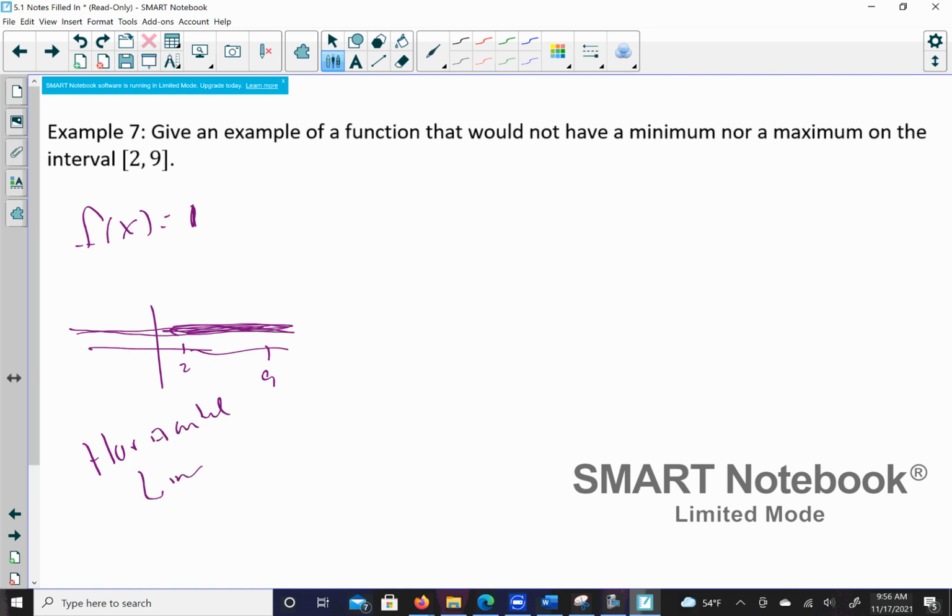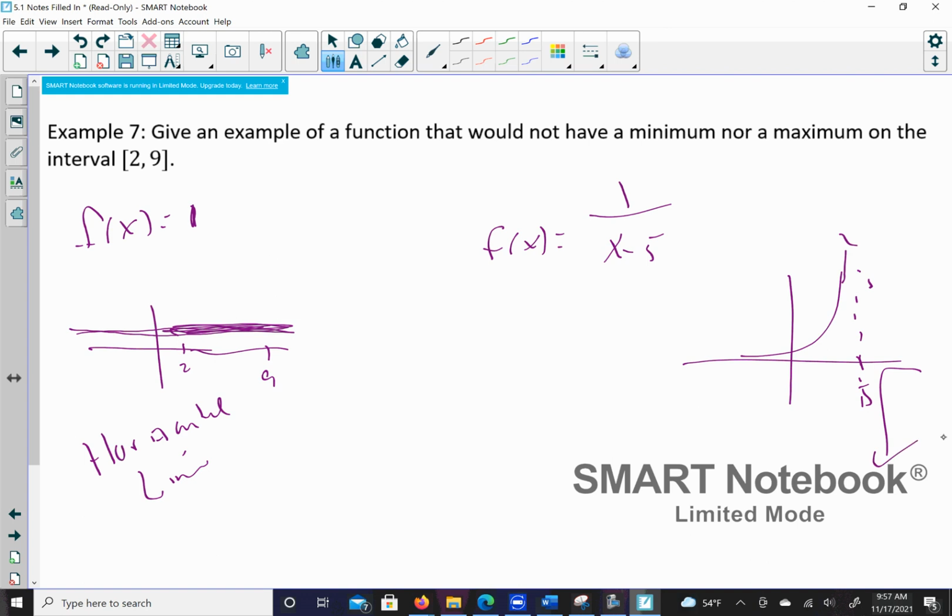The other thing I can think of is, and it doesn't tell me that it has to be continuous, something like 1 over (x minus 5). Let's say that was my function. Well, when I graph this and I hit 5, I should realize that I am going to have a vertical asymptote, which means I'm not going to hit a relative max. I'm not going to hit a relative min because this one's going to keep on going up. This one's going to keep on going down. So anytime you have a vertical asymptote in that interval, you will not have a max or a min. But again, that's not a continuous function either.